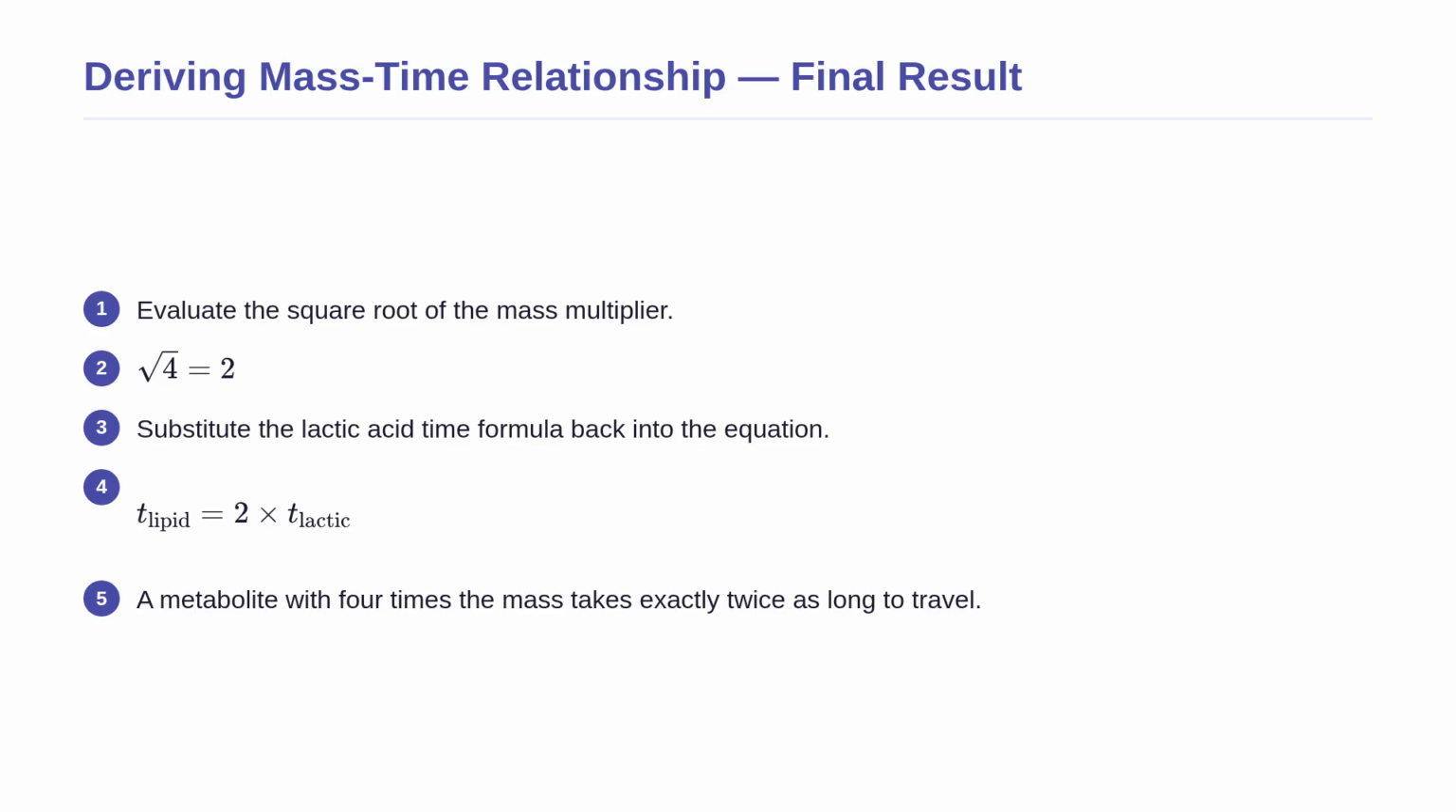So we have proven how the mass scales. The square root of 4 evaluates exactly to 2. By substituting the lactic acid time back into our equation, we arrive at our final result. The time for the lipid is exactly 2 times the time for the lactic acid.